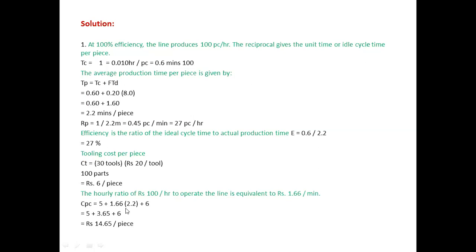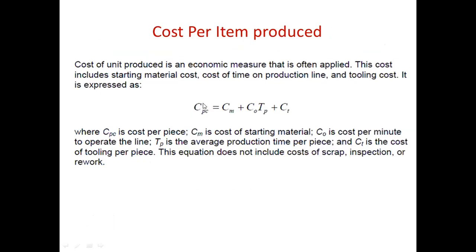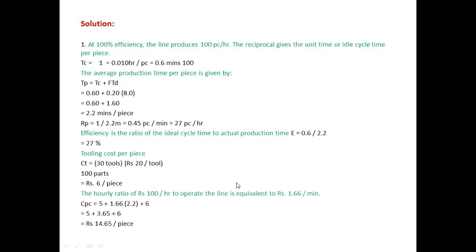You have decided this formula that CPC equals CM, the cost of the starting material, plus CO into TP, where CO is the cost per minute to operate the line and TP is the average production time per piece, plus CT, the cost of tooling per piece. So with the help of this formula, you can calculate the cost per piece, which comes to rupees 14.65 per piece. So this is the cost of the product which you want to sell in the market.